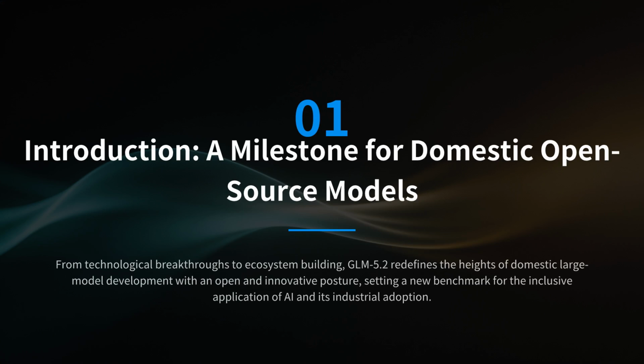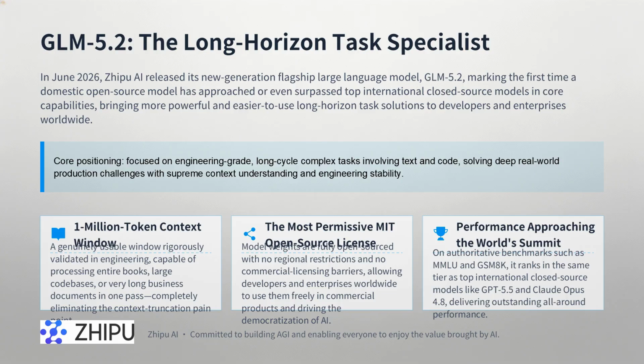First, let's move to Chapter 1 and explore why GLM-5.2 is regarded as a milestone for domestic open-source models. GLM-5.2's positioning is very clear. It is not an all-encompassing model, but a specialist focused on long-horizon tasks. Its 3 core highlights: a million-scale context, the most permissive open-source license, and near-summit performance, together form its strong competitiveness and quickly made waves across the global AI field.